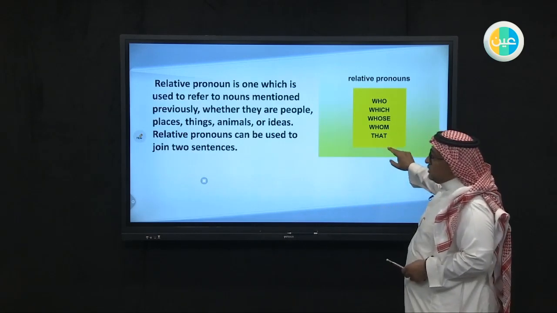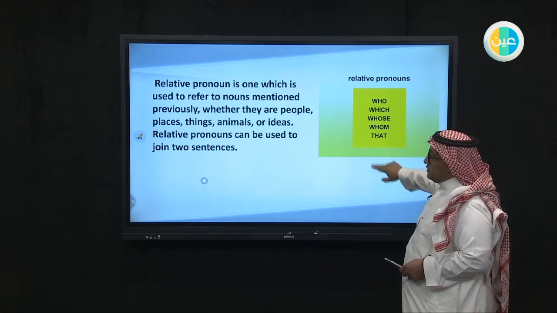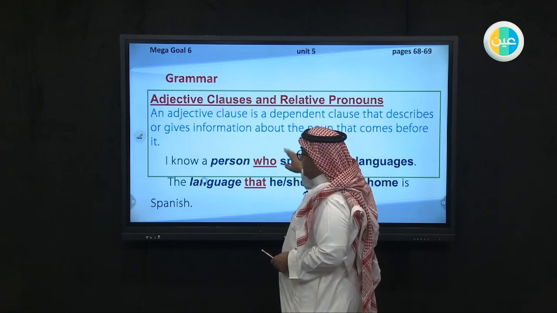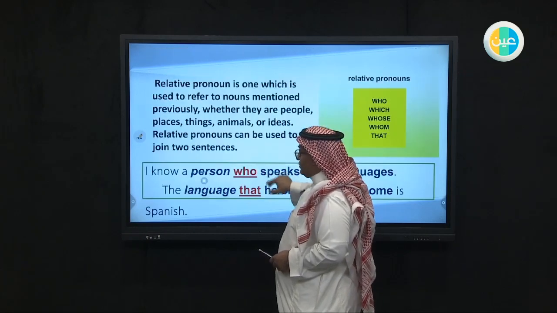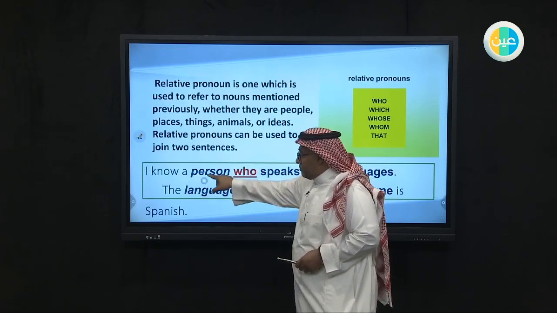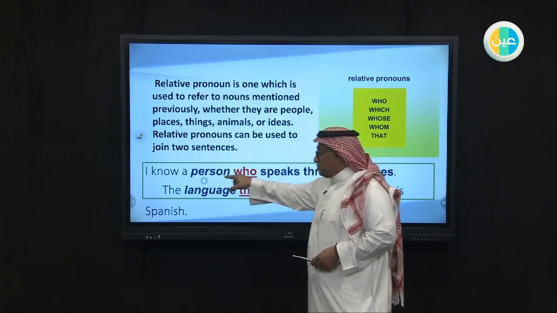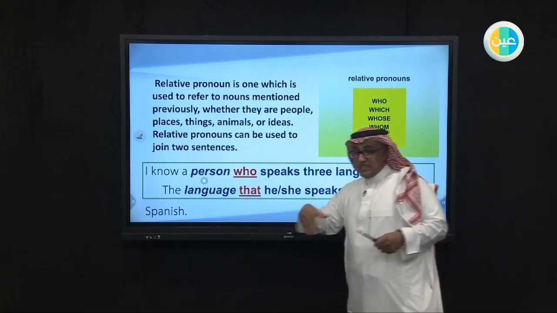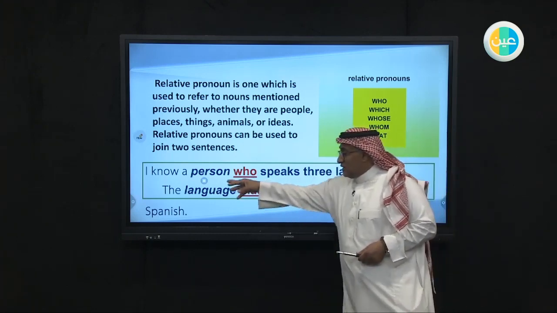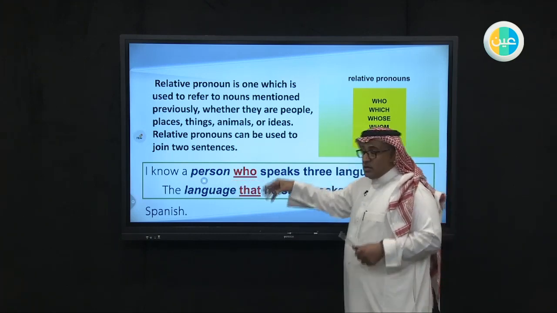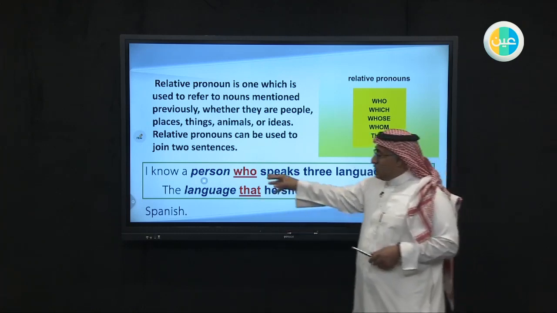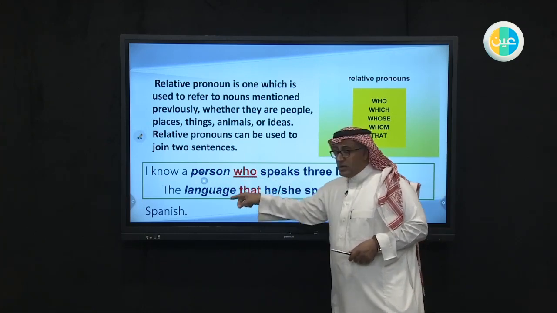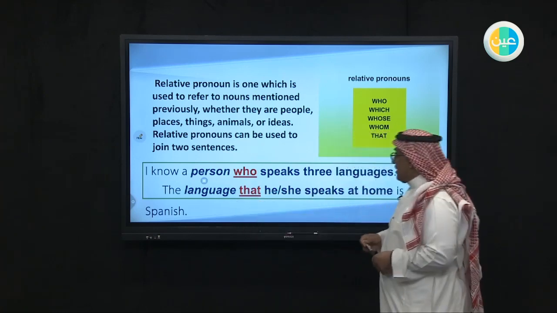Okay guys, look at the first one. Who, preceded by person. Person is a noun, so because of person we use who. And the second, because language is a thing, we use that. Okay, who and that كلاهما معناها الذي، بس استخدمنا هو بمعنى لأنها سبقت بشخص، واستخدمنا ذات لأنها سبقت بشيء.